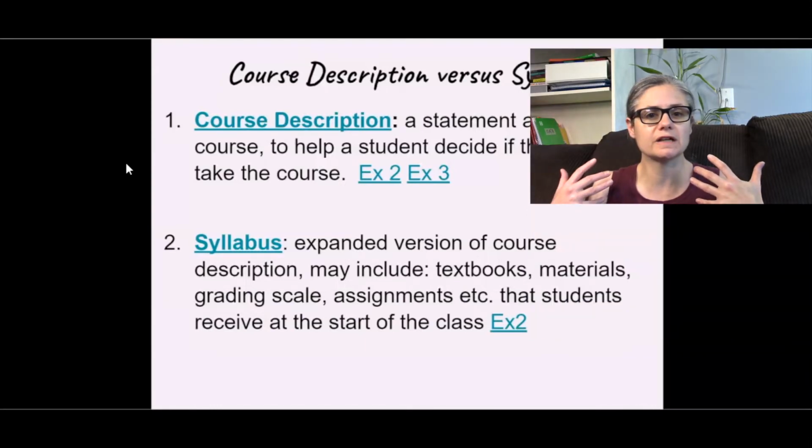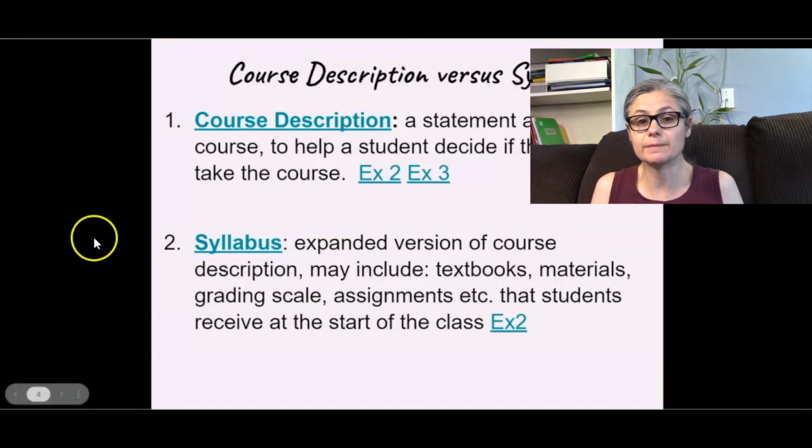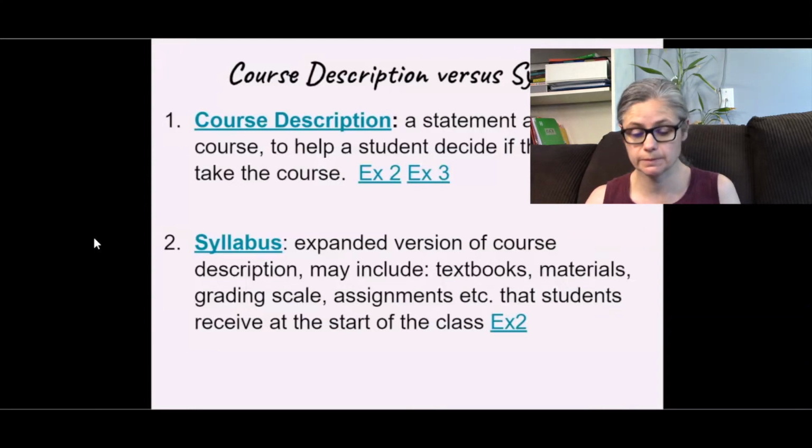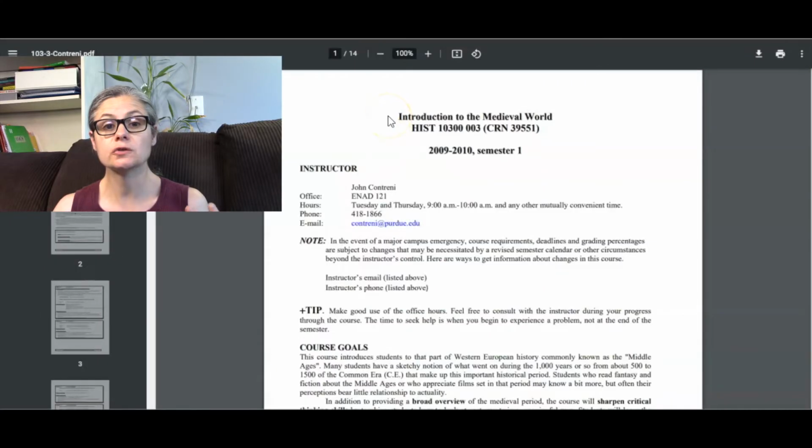Now let's move on to what a traditional syllabus is. So a syllabus is an expanded version of a course description. It might include things like the textbooks you may need, materials, grading scales, who's teaching it, and assignments, and students usually receive a syllabus the first day they attend a course. Let's look at some examples. Let's look at the Purdue University syllabus for Introduction to the Medieval World. So we can see already that the syllabus has a lot more information on it than a course description does.